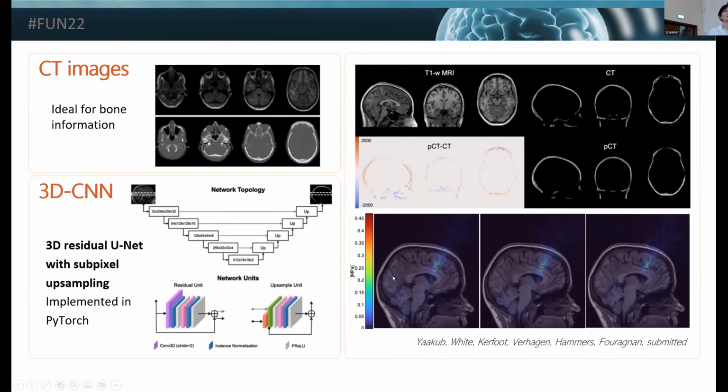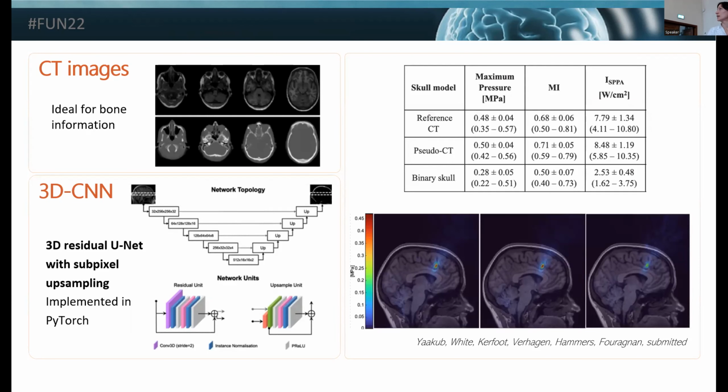And because we were interested in acoustic output, we also compared our acoustic output on different measures from the real CT, the reference CT, our pseudo CT, and just a simple binarized mask, because that could also be an option that you could do to get bone information. And basically, we didn't find any difference between our acoustic output between the pseudo CT and the reference CT. And the binary skull actually did a pretty good job in terms of trajectory. So there wasn't any difference.